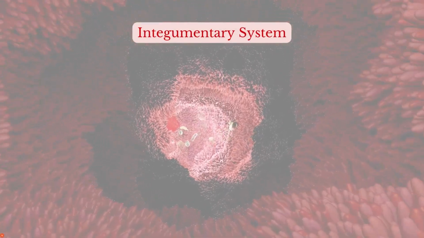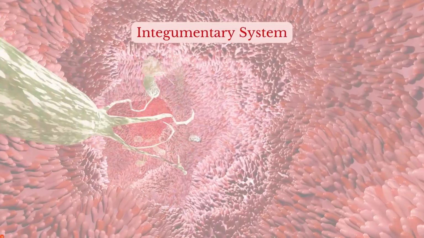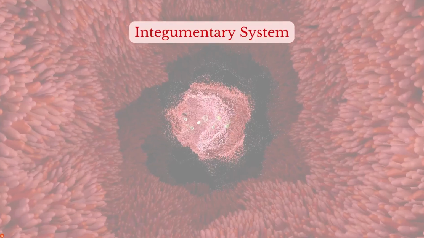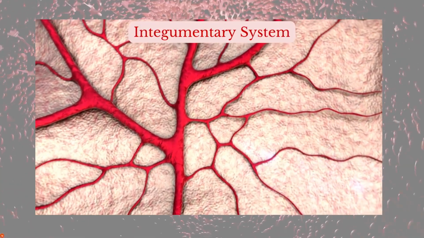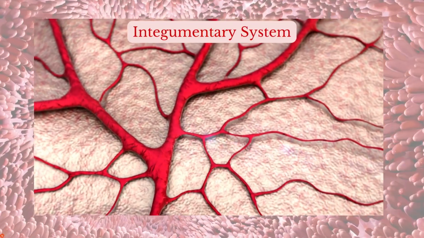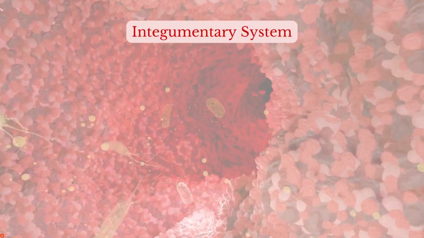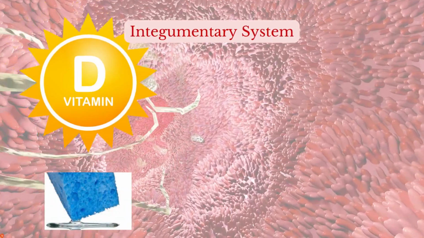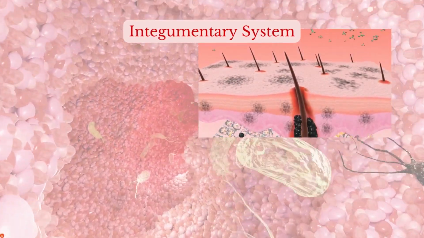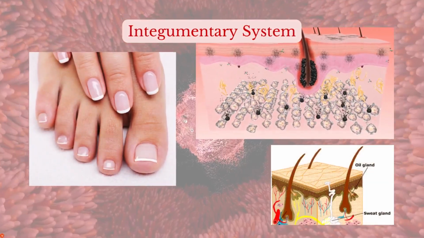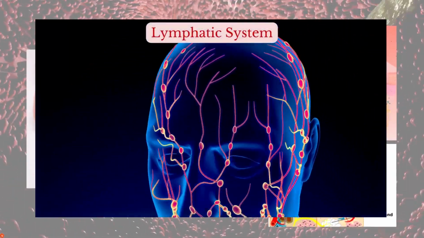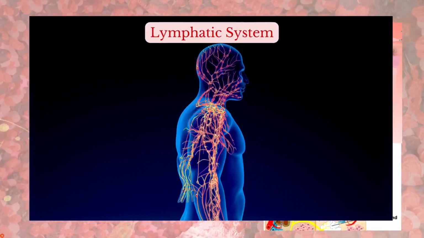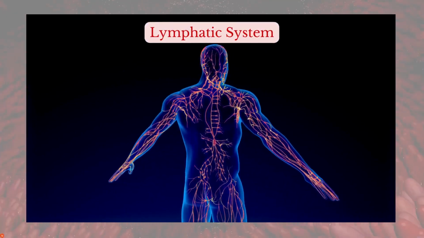The integumentary system is the largest organ of the body and is the first line of defense against infection and water loss. It is responsible for regulating the body temperature and perceives sensations. Besides producing vitamin D, it has absorption capabilities and is made up of skin, hair, nail, sensory receptors, oil gland, and sweat glands. The lymphatic system protects the body from diseases by developing resistance and destroying disease-causing toxins, foreign materials, and bacteria.